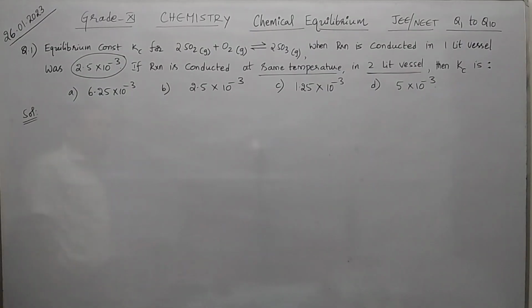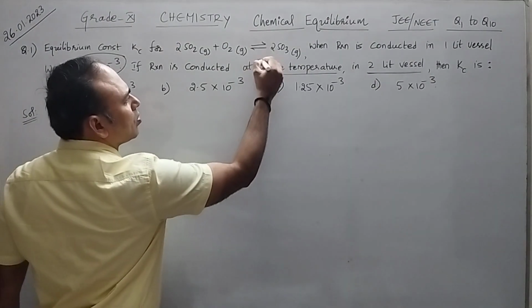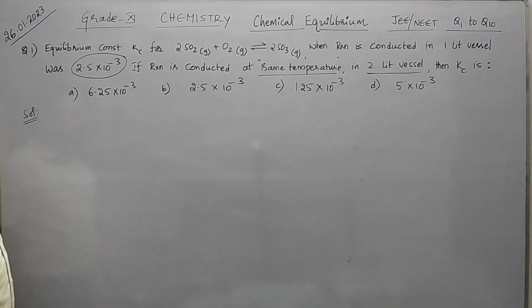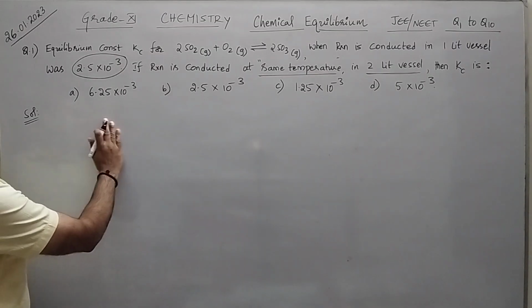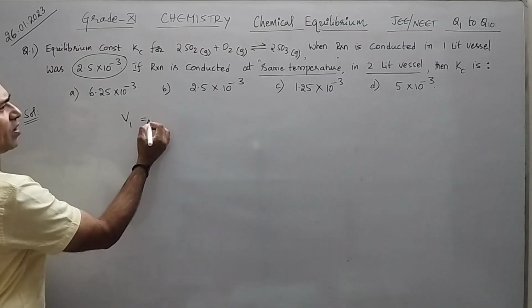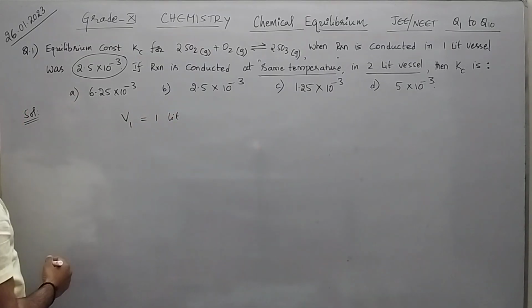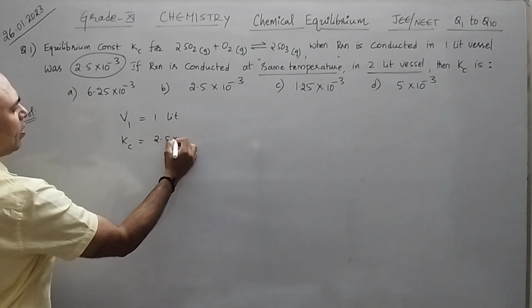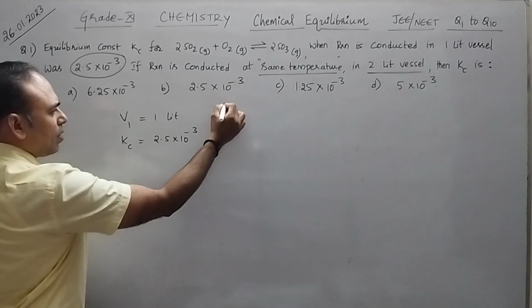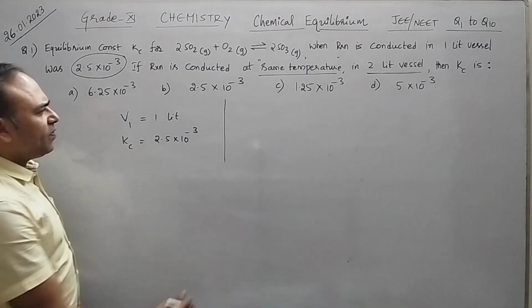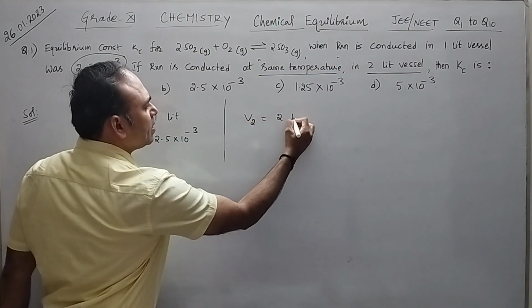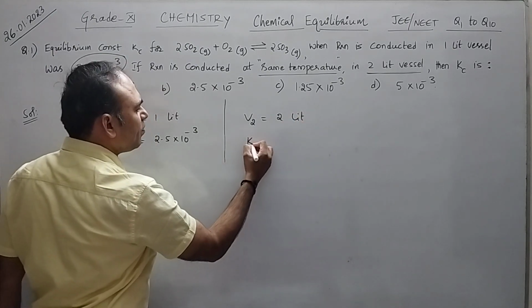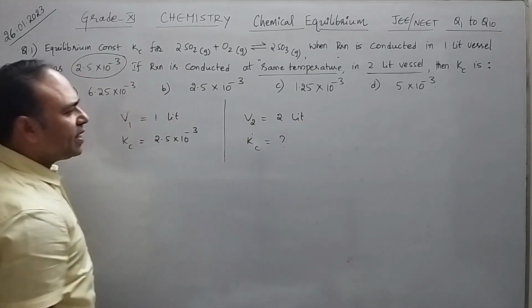You know what is equilibrium constant. See, don't go with the normal method here, because the condition you have to check is the same temperature. Now let us write. Initially, if you consider volume V1, you take it as 1 liter, and in this condition Kc is equal to 2.5 into 10 to the power of minus 3. Now what is the question? If the volume is increased to 2 liters, find the value of Kc. Let us write it as K dash C.